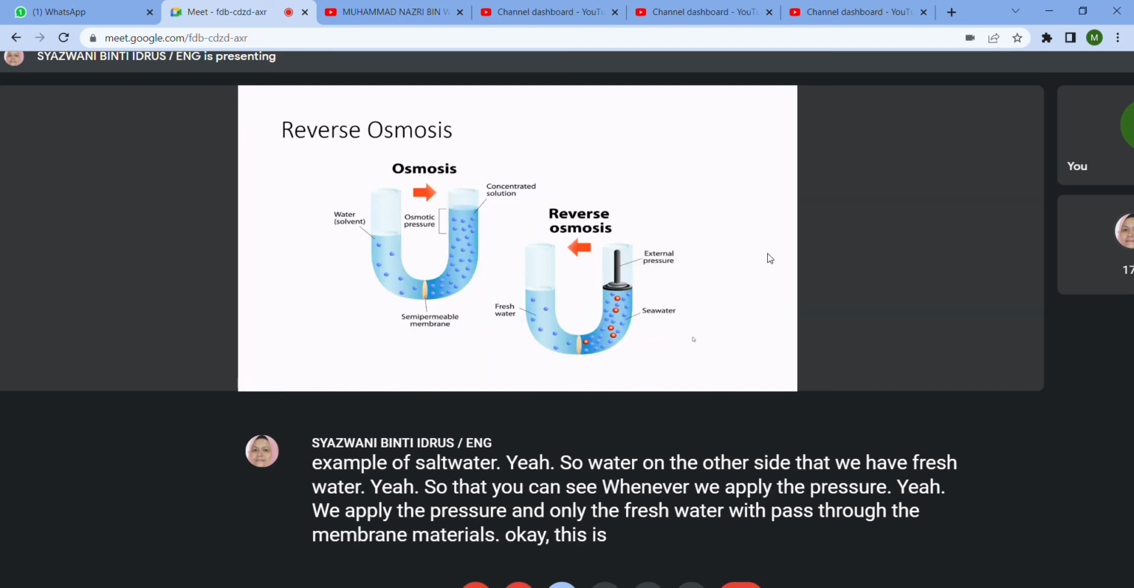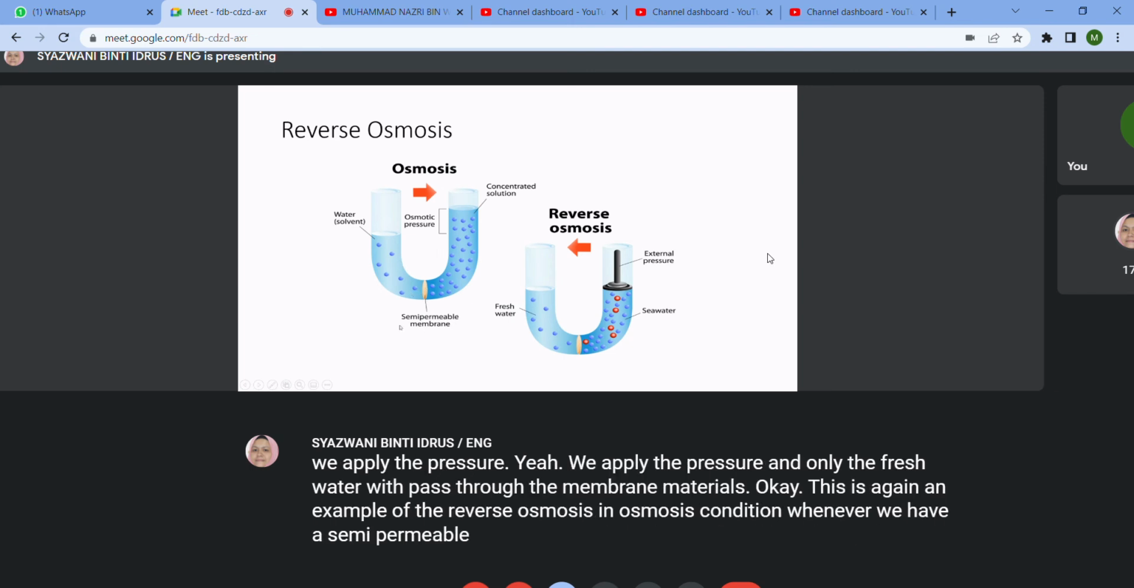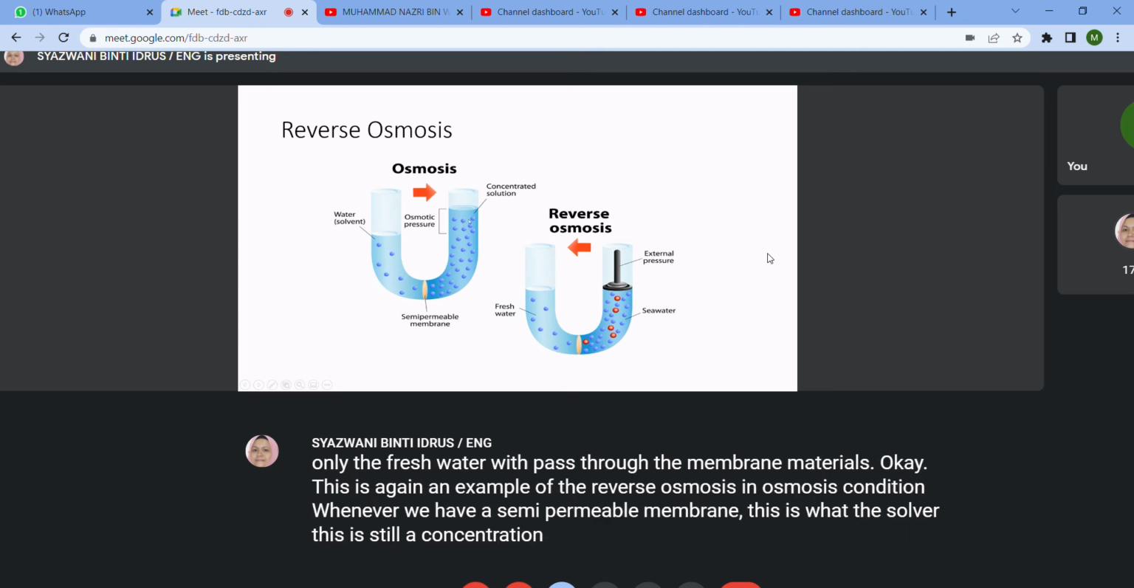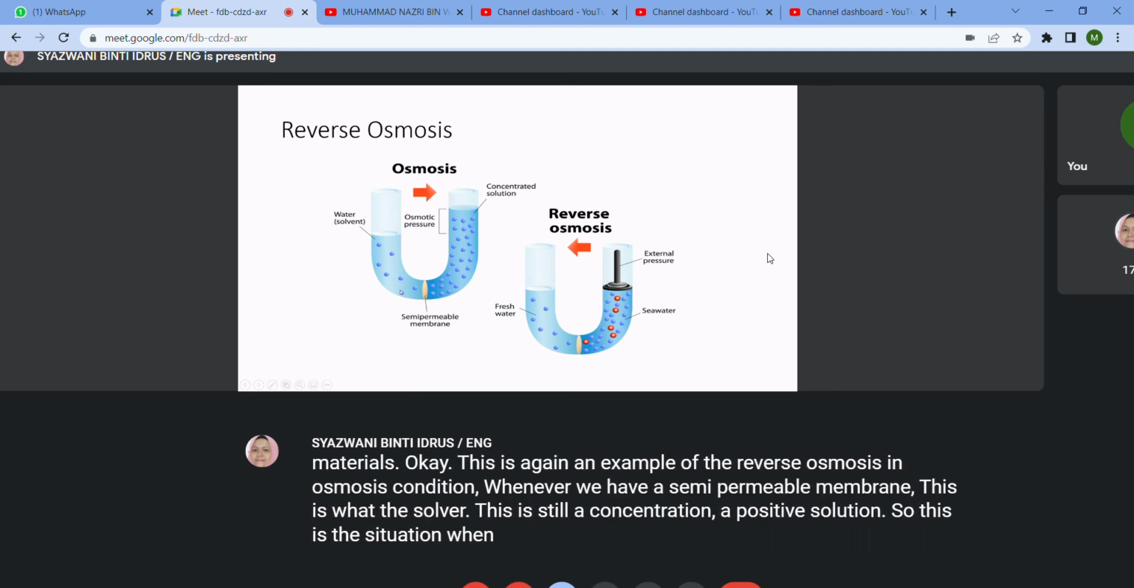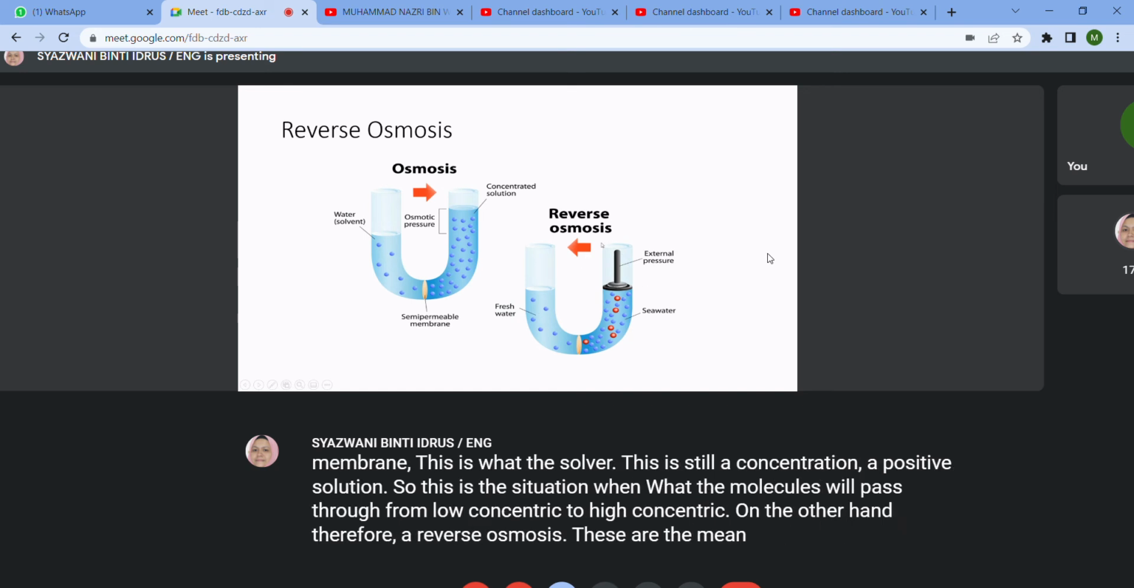Okay, this is again the example of reverse osmosis. In the osmosis condition, whenever we have a semi-permeable membrane, this is the water solvent, and this is the concentrated solution. So this is the situation where the water molecules pass through from low concentration to high concentration. On the other hand, for reverse osmosis, the main idea is that we have to apply external pressure.